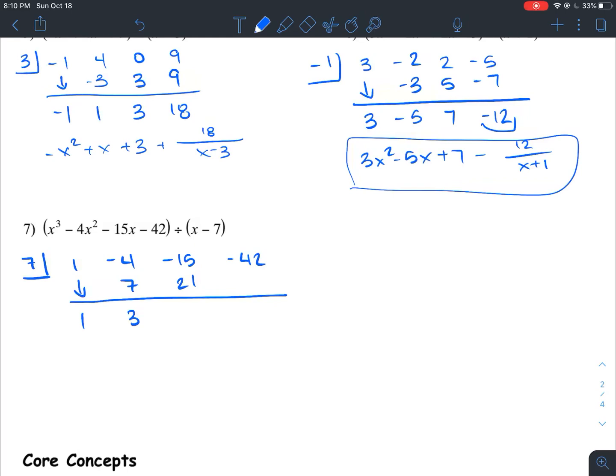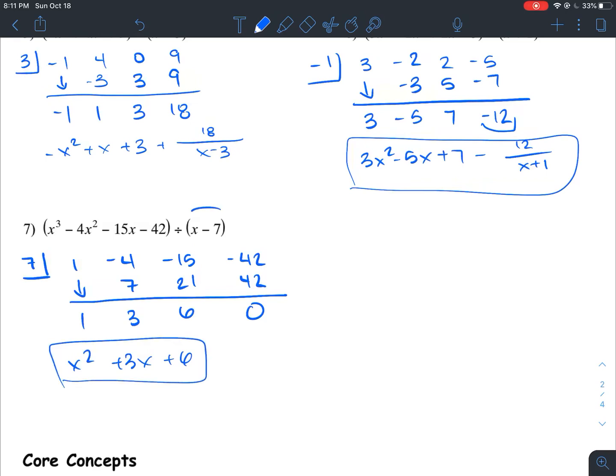15 and 21 should be, so 21 minus 15 should be 6. 6 times 7 should be 42. And then that's 0. So we have a remainder of 0. So then our answer will be x squared plus 3x plus 6 with no remainder.